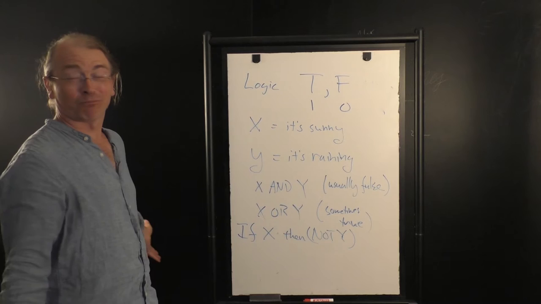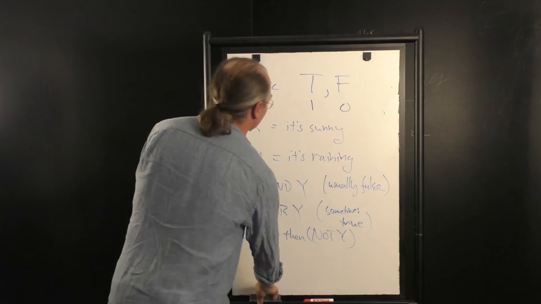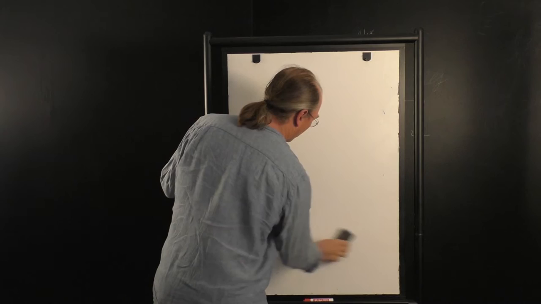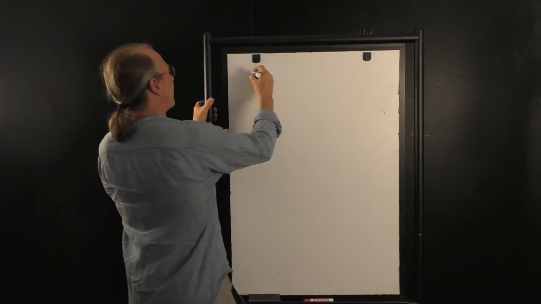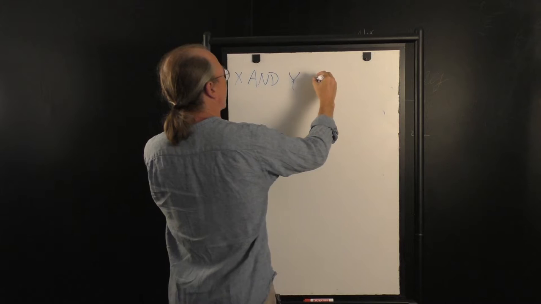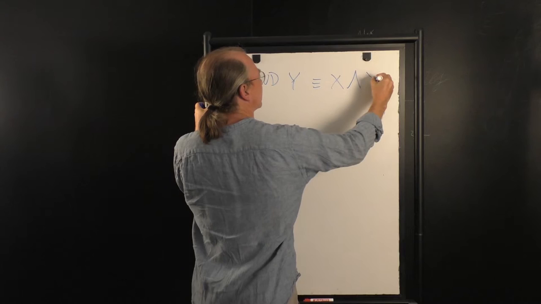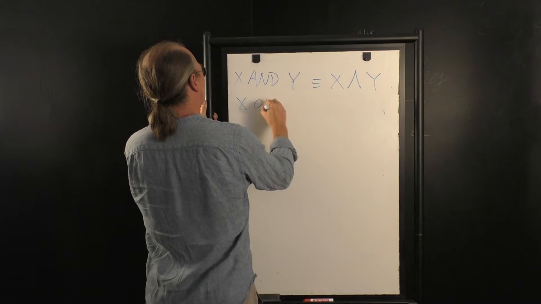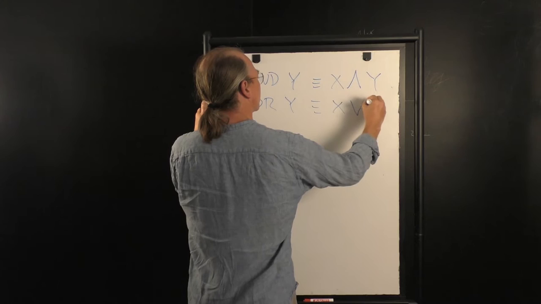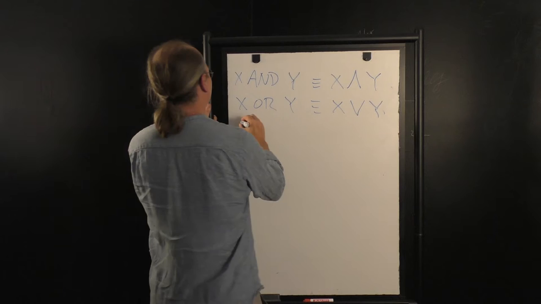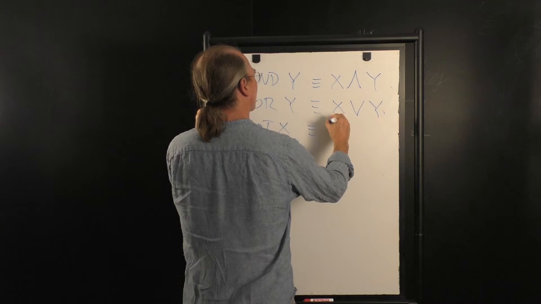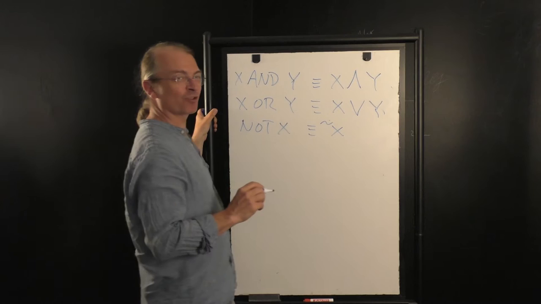Which is some Boolean function of its constituent propositions. So, here is a glorious fact. If I say X and Y, I write this as X cap Y. X or Y, I can write this as X cup Y. This is the notation that Boole developed. Not X, I write this as X with a little twiddle in front of it to say that it's not true.